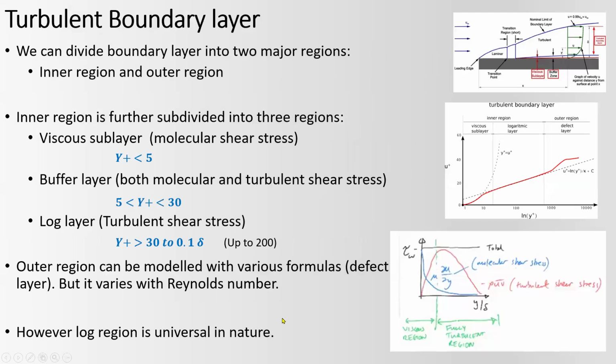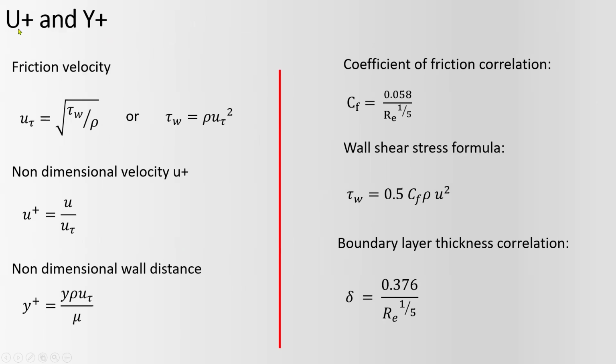Okay. So I told you that we can divide the boundary layer into three layers: the viscous sublayer, buffer layer, and the log layer. The log layer is actually universal in nature. That's why it is also called the universal logarithmic layer. Okay. So I can define u plus and y plus. Friction velocity is given by this formula, and from it we can find the shear stress. The non-dimensional velocity u plus is defined as u divided by friction velocity, and the non-dimensional wall distance y plus is defined by this formula.